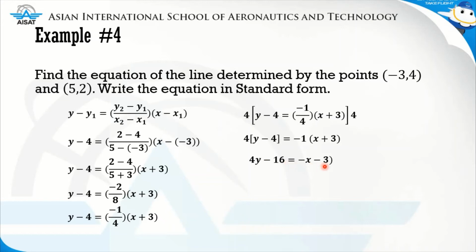Now since what we are asked is to express the equation in standard form, we will transpose x to the left, putting all terms with variables on the left and all constants on the right. So we will have x plus 4y is equal to negative 3 plus 16. Adding negative 3 and 16, we'll have x plus 4y is equal to 13. And this is the standard form of the equation of the line.